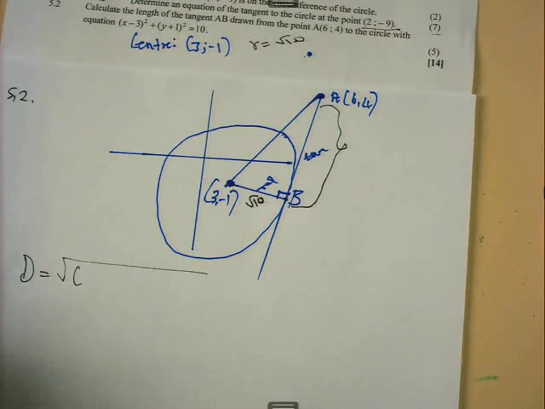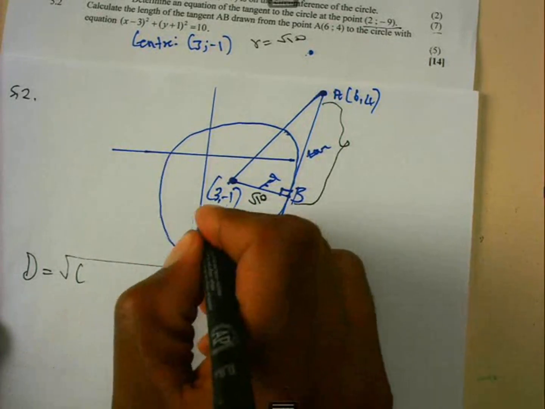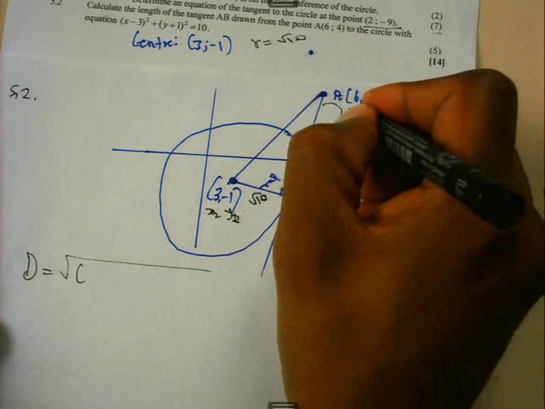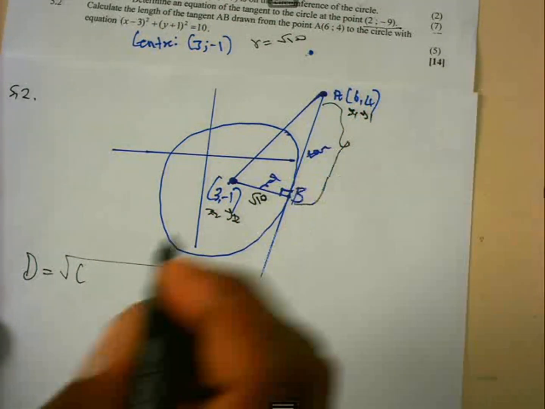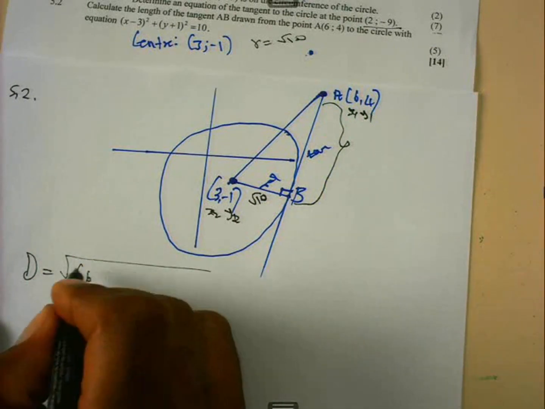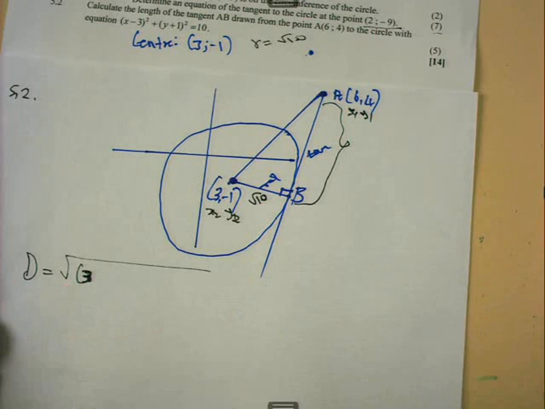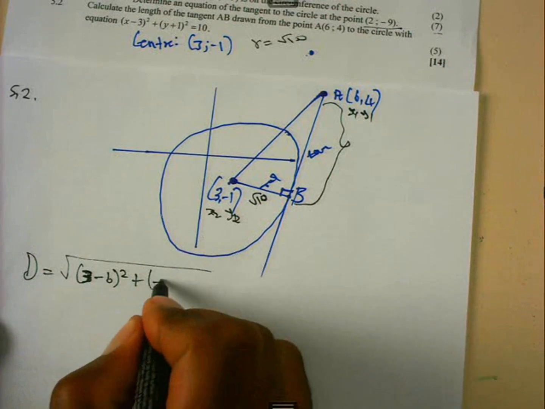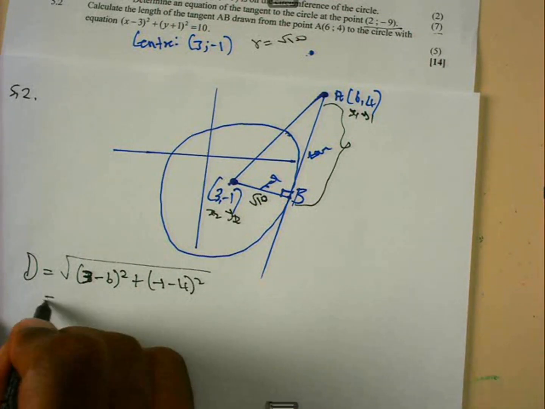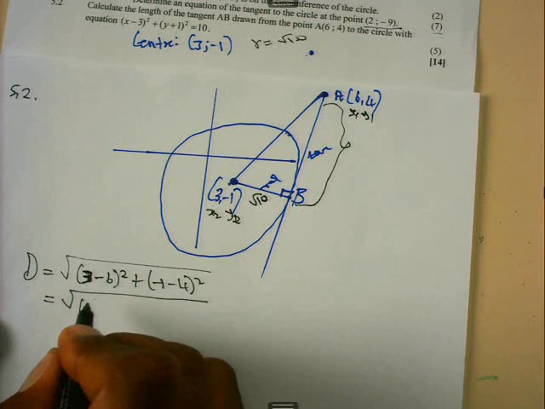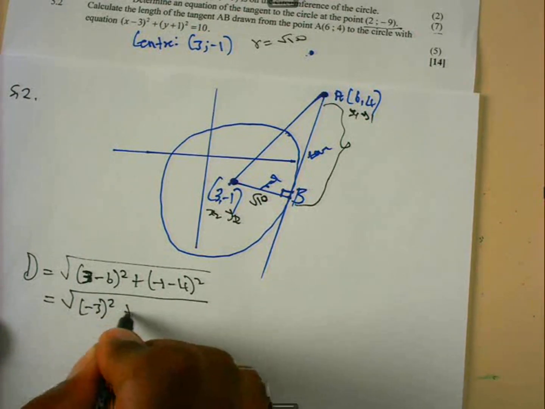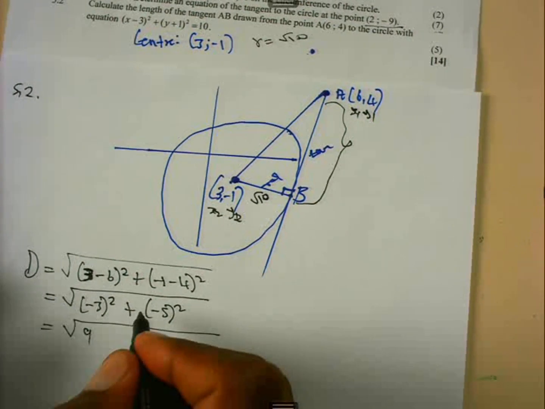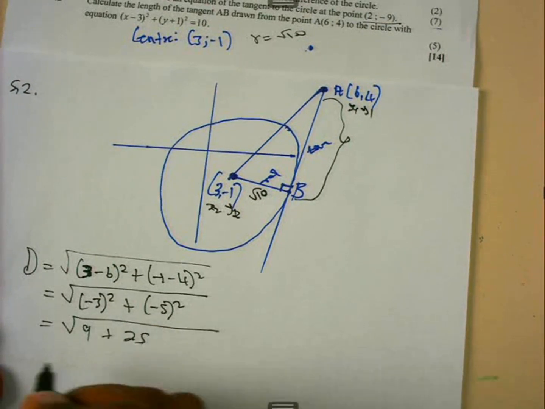It is the square root of x2 minus x1, squared, plus y2 minus y1, squared. Therefore, we have x2, which is 3, minus 6, all squared, plus minus 1 minus 4, all squared. Now, 3 minus 6 is minus 3, all squared, and here we have minus 5, all squared. Minus 3 squared is 9, plus minus 5 squared is 25.